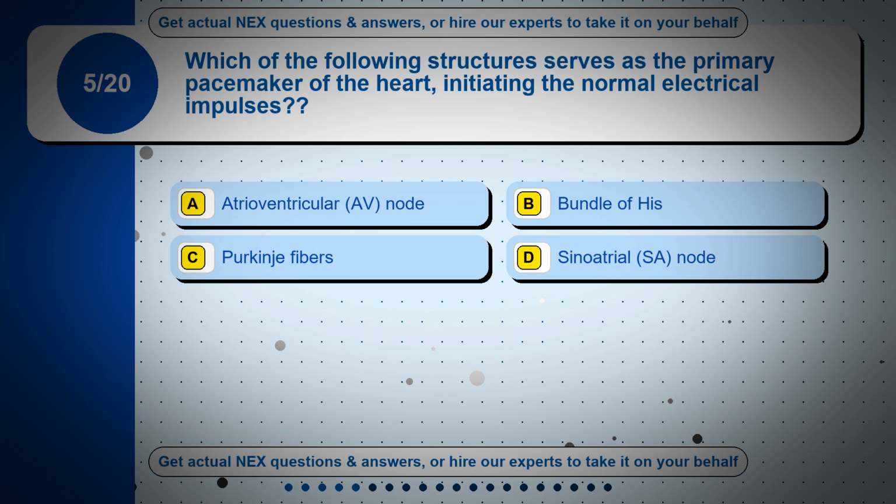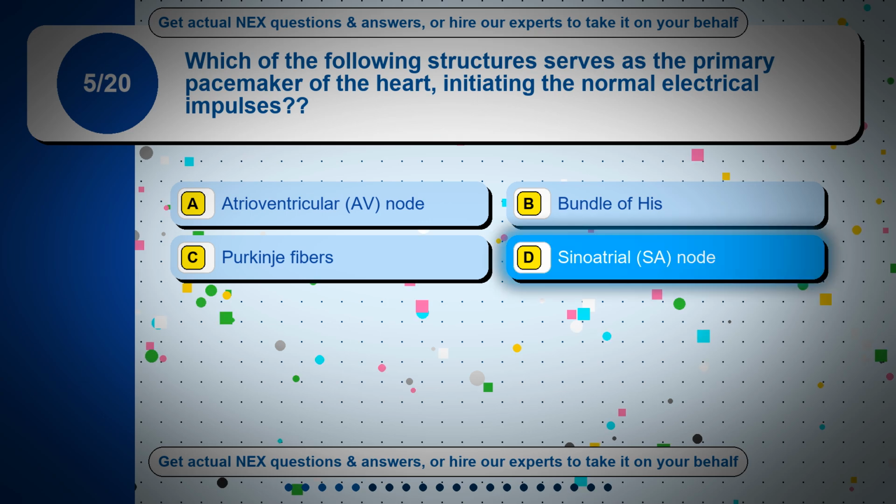Question 5. Which of the following structures serves as the primary pacemaker of the heart, initiating the normal electrical impulses? Option A, atrioventricular, AV, node. Option B, bundle of His. Option C, Purkinje fibers. Option D, sinoatrial, SA, node.